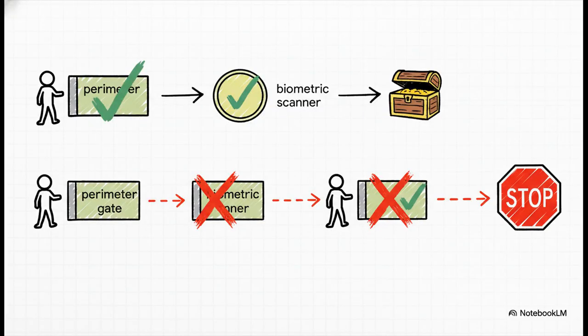And here's the kicker. For you to get in, both gates have to say yes. If that main gate at the road is locked, it doesn't matter if you have a key card for the room inside. You can't even get to the door. And if you get past the main gate but the scanner on the door says nope, you're still locked out. The rule is simple. The most restrictive setting always wins.